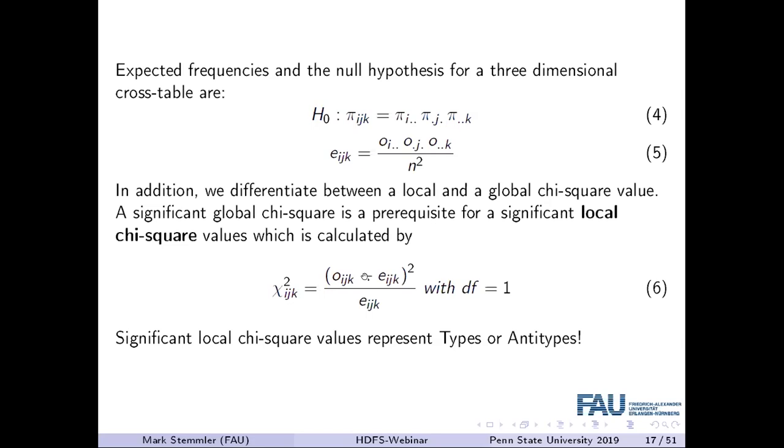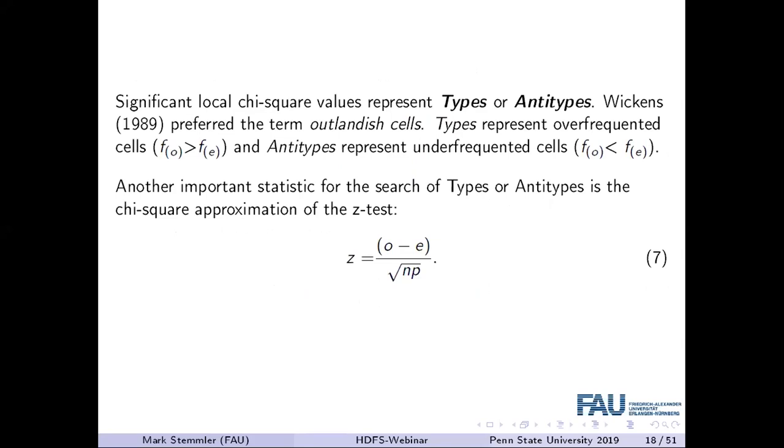Okay, so we reject the null hypothesis, we get a significant global chi-square, then we look for local chi-square values which are significant, and then we can find types or antitypes. What does it mean? Types or antitypes, or as Wickens in his famous book on multivariate contingency tables called them, outlandish cells. Types means that the cells are overfrequented: we have significantly more observed than expected frequencies. If it's the other way around, we have fewer observed than expected, and then we call them antitypes. So CFA is the hunt for types and antitypes.